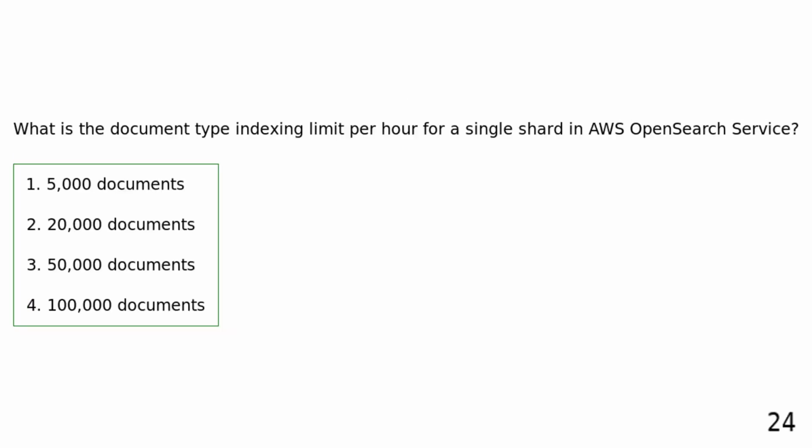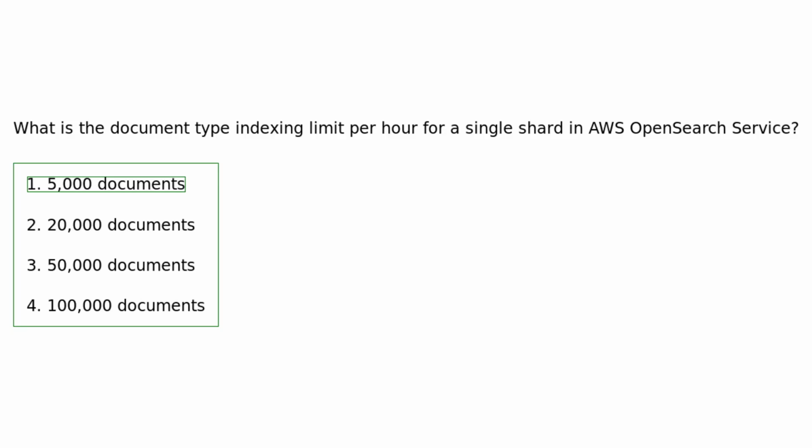What is the document type indexing limit per hour for a single shard in AWS OpenSearch Service? 5,000 documents. 20,000 documents. 50,000 documents. 100,000 documents. The exact indexing limit depends on various factors, but AWS OpenSearch Service generally targets around 20,000 documents per shard per hour.